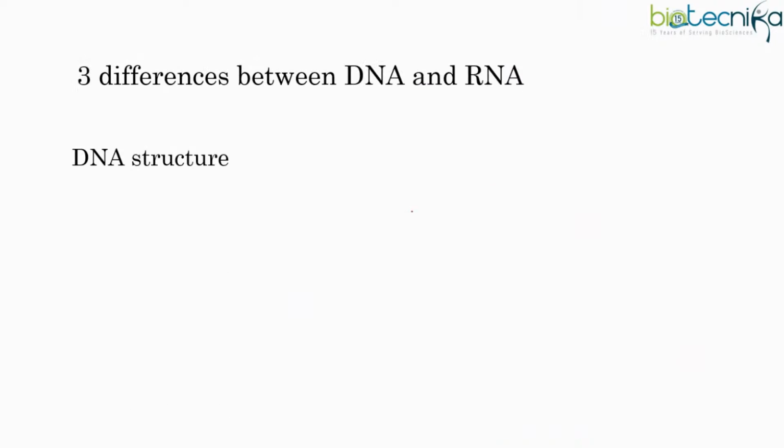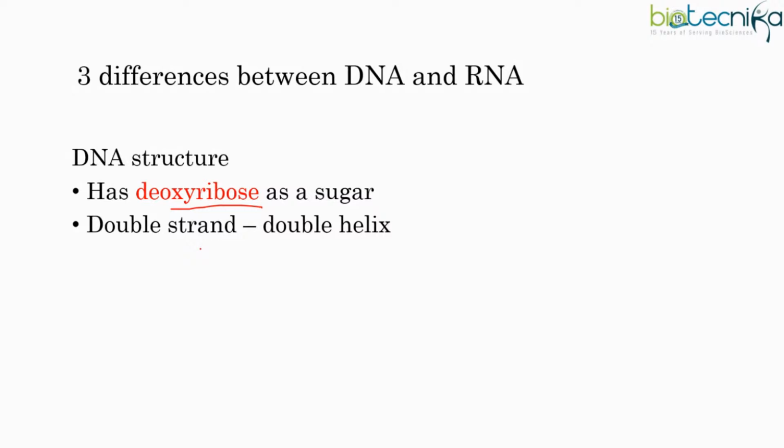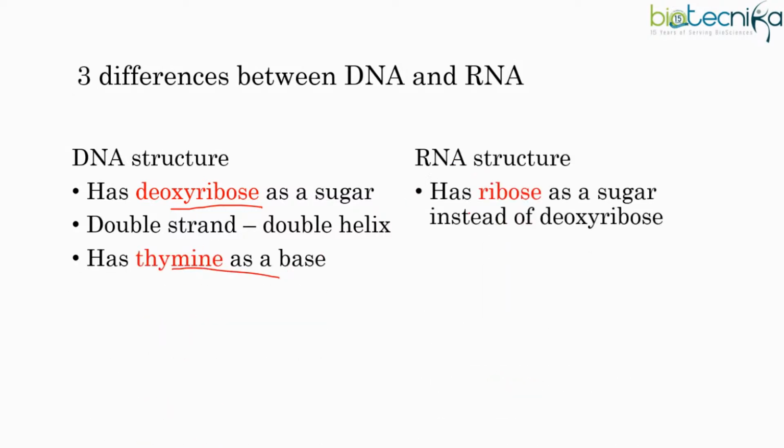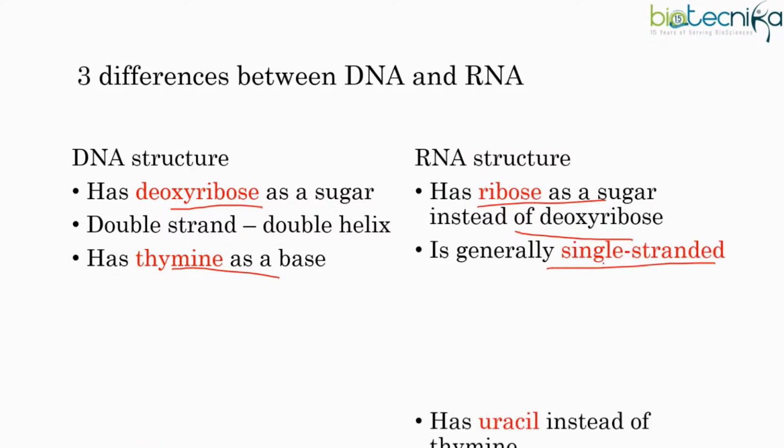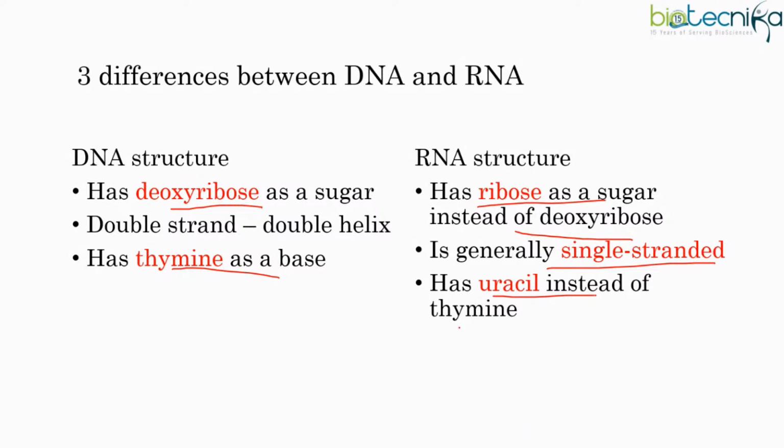Fine. So, three differences between DNA and RNA. DNA has deoxyribose as sugar, is double stranded as a double helix, and has thymine as a base. Whereas RNA has ribose as sugar instead of deoxyribose, is generally single stranded, and has uracil instead of thymine.